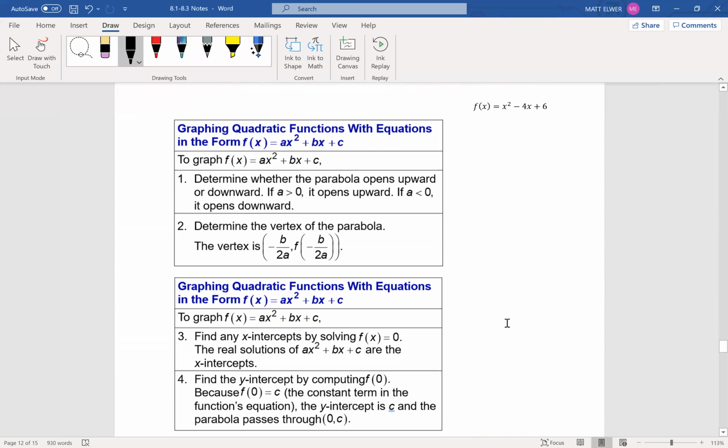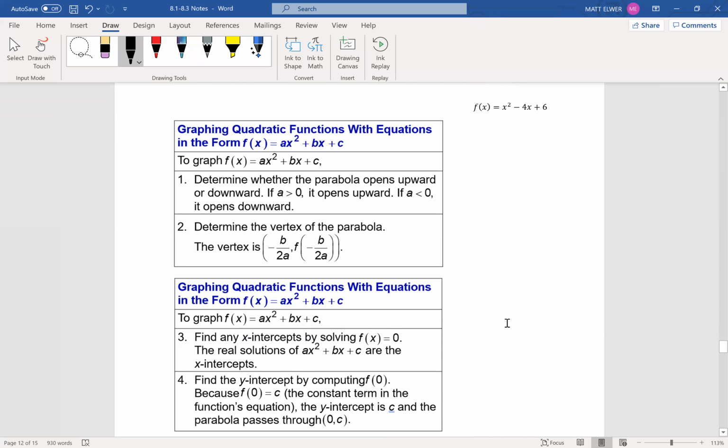We're going to do the same steps, but we have to do it a little bit differently. The first step is to see if it opens upwards or downwards. Notice that we have 1 for a here, so a is greater than 0. So it's going to open upwards.